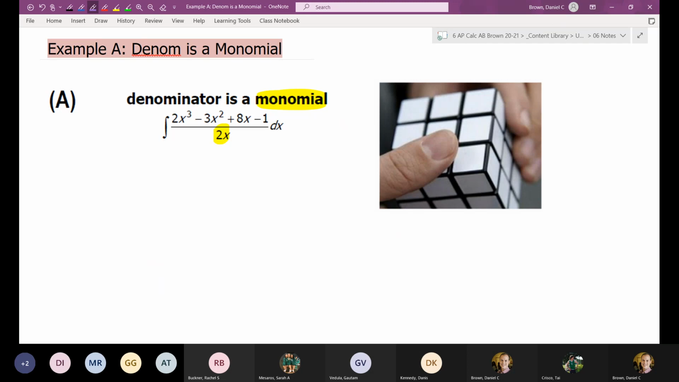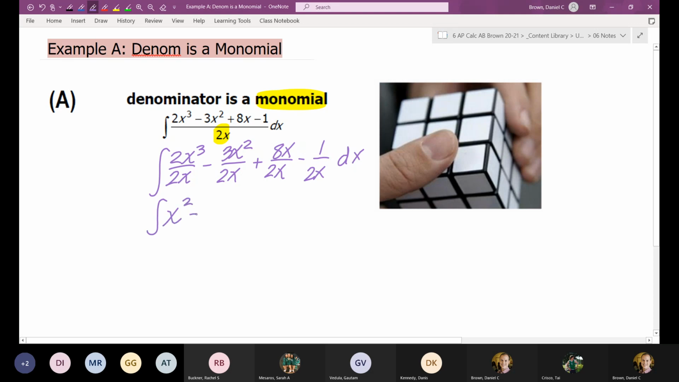The easiest way to simplify when you're dividing by a monomial is just to divide everything in the numerator by that monomial. So I'm going to have the integral of 2x cubed over 2x, minus 3x squared over 2x, plus 8x over 2x, minus 1 over 2x, and then don't forget my dx. Then I just want to simplify it. So then I'm going to have the integral of x squared minus 3/2 of x plus 4 minus 1 over 2x dx.